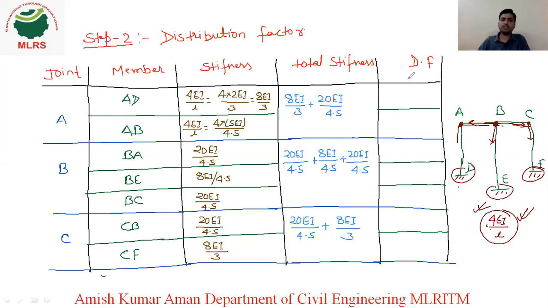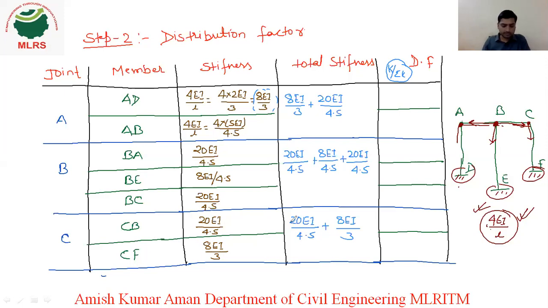Now we will calculate distribution factor. What is distribution factor? Individual stiffness upon summation of stiffness. So if you see, this is your individual stiffness and this is your total stiffness. So we will divide it again, individual stiffness divided by total. For B, again individual divided by total, and again for BC also individual divided by total. Coming to C joint, for CB individual by total, for CF also individual by total.